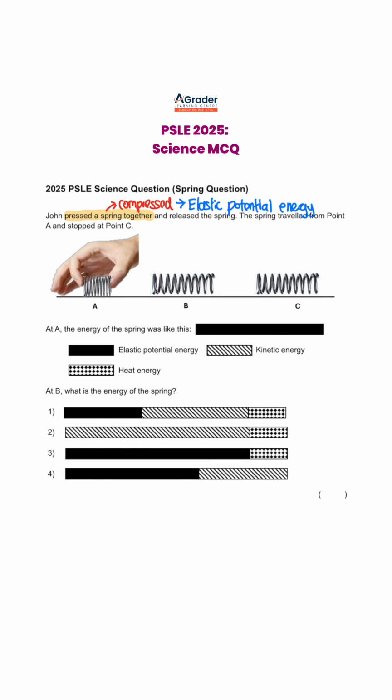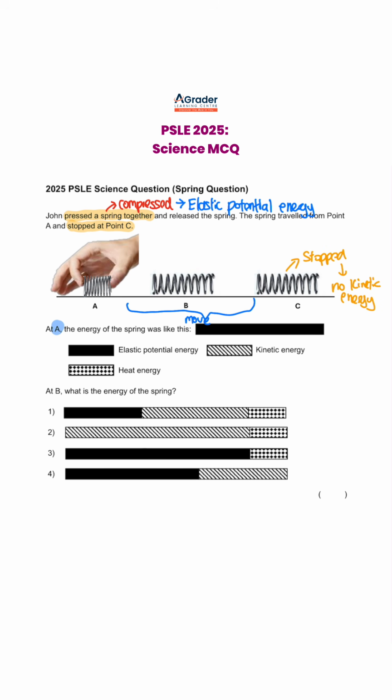That means from here to here, it starts to move. It starts to travel, which means that it moved. And what happens is that after moving, the keyword here, it stopped at point C. So at point C, there is no longer any movement. Stopped. So it means that there's no more kinetic energy.